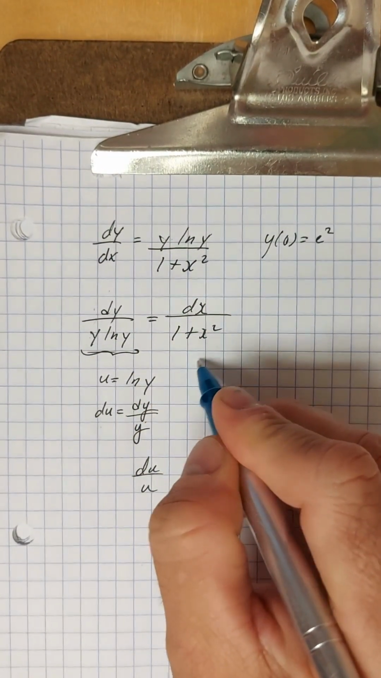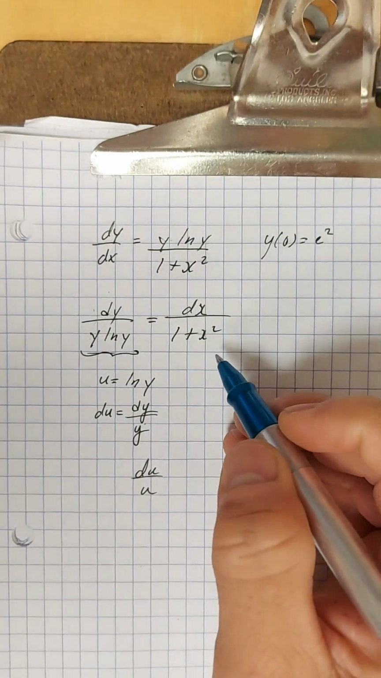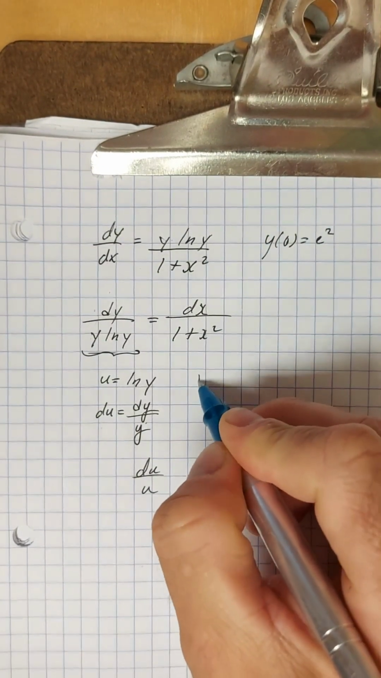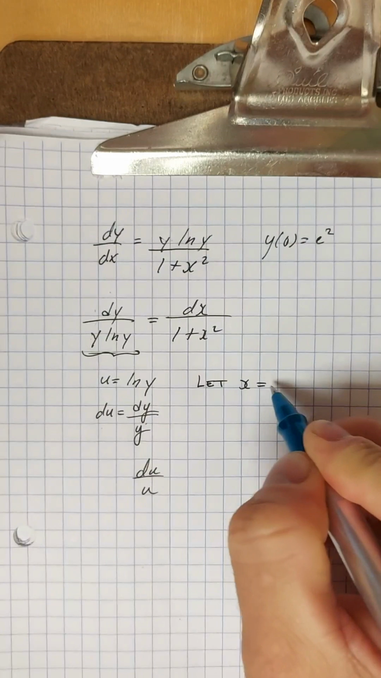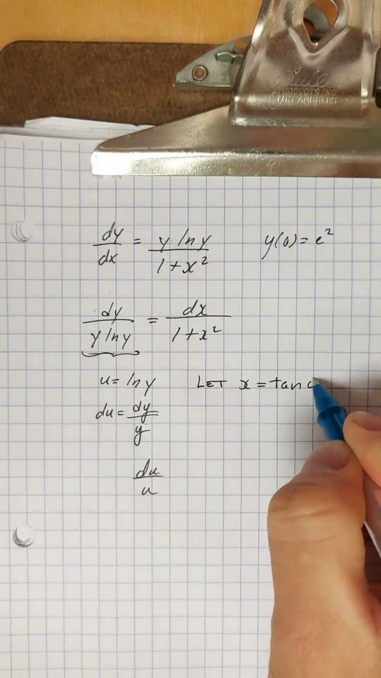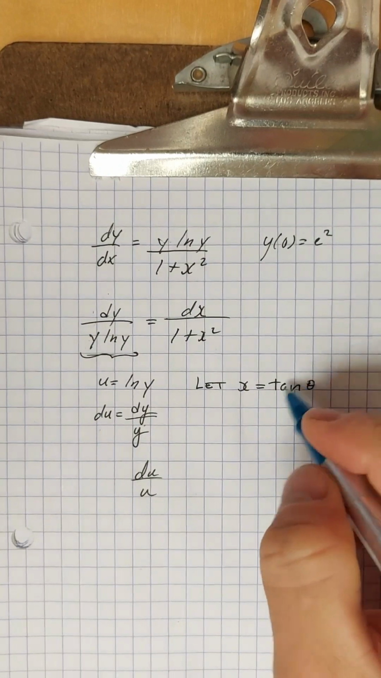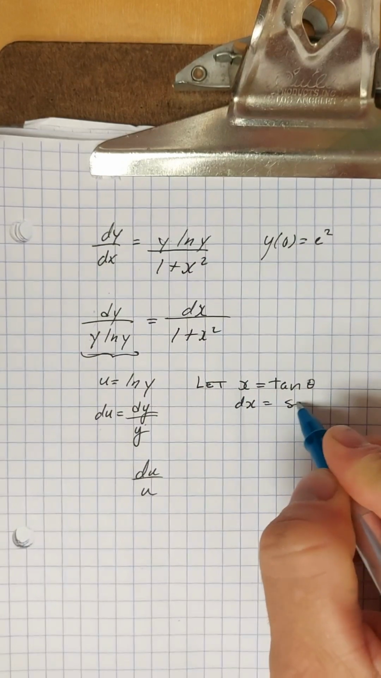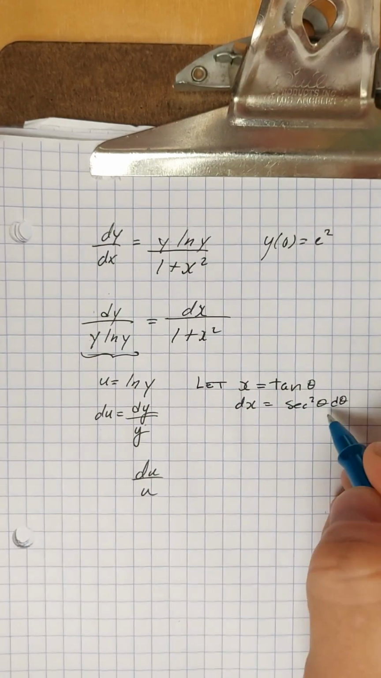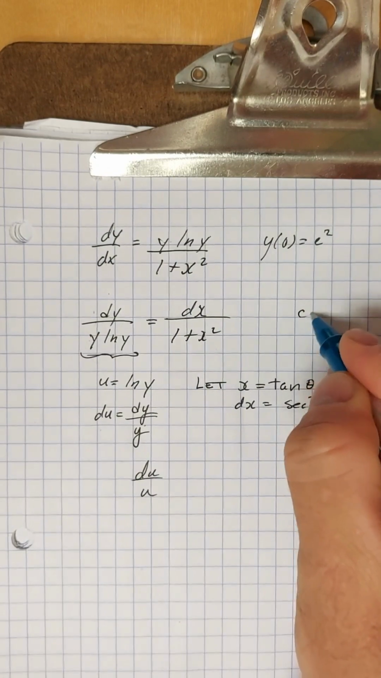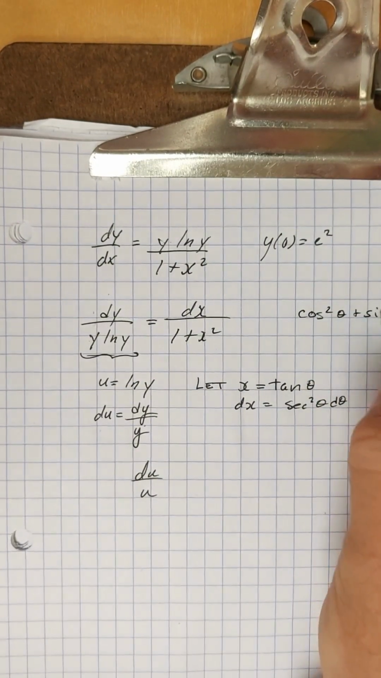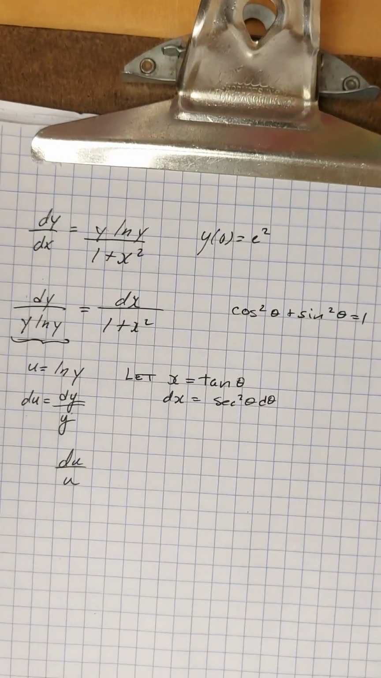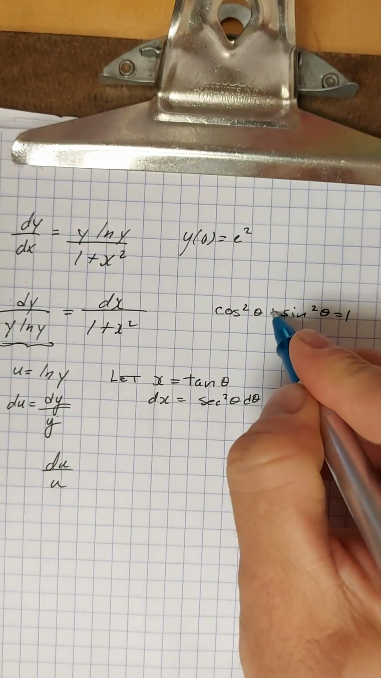And then over here on the right-hand side, this is going to require a calculation that we haven't encountered quite yet in class, so you'll just have to take it on faith for the moment. We're going to let x equal tangent of theta, where theta is an angle. And then dx, if you recall, the derivative of tangent is secant squared theta d theta. And the reason we're doing this is because, if you remember, cosine squared theta plus sine squared theta is equal to 1. This relationship is called the Pythagorean identity for trig functions.